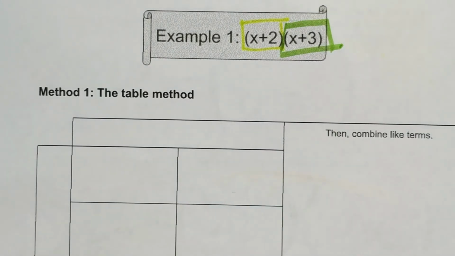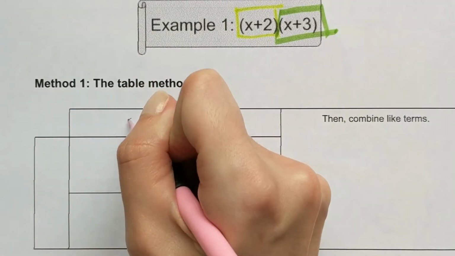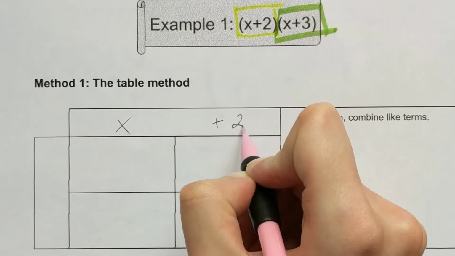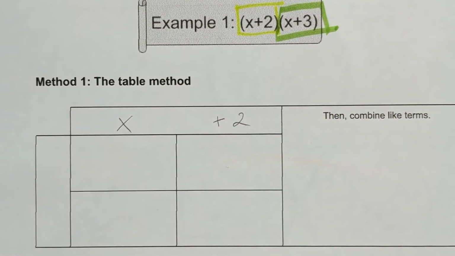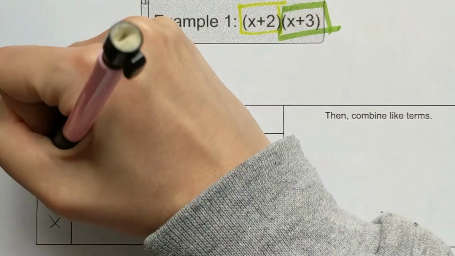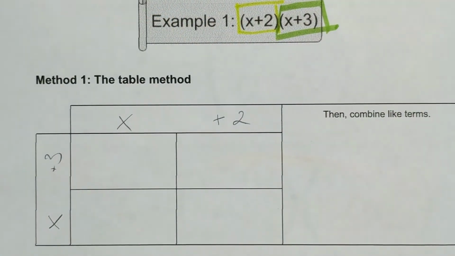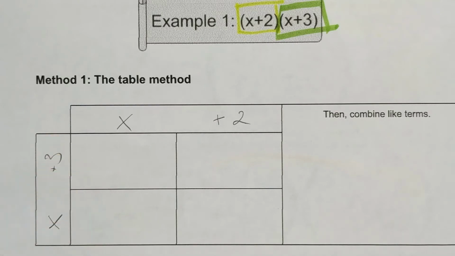I'm going to put my yellow binomial across the top of the table that I have here. I'm going to put x plus 2. Okay, all I did was rewrite it, x plus 2. And then off on the left-hand side here, I'm going to put my second binomial, x plus 3. Okay, so we put the first binomial across the top, the second binomial across the side. It doesn't matter if you do it the other way around, you'll get the same answer.